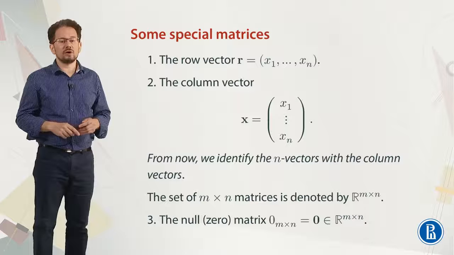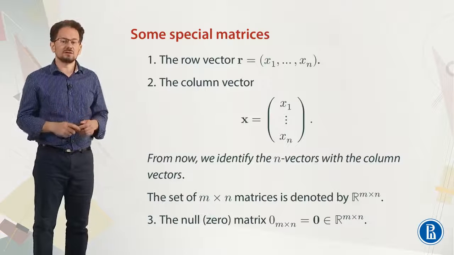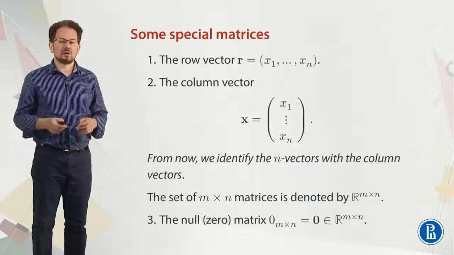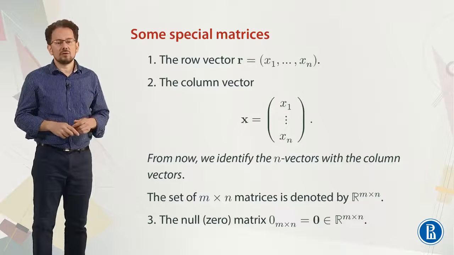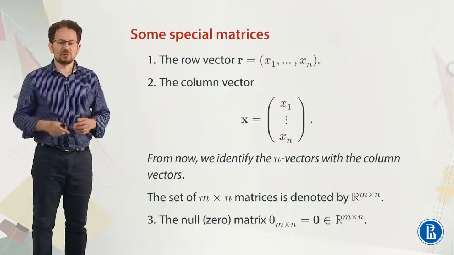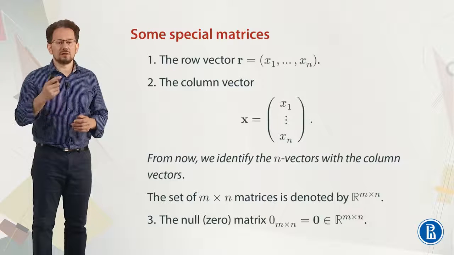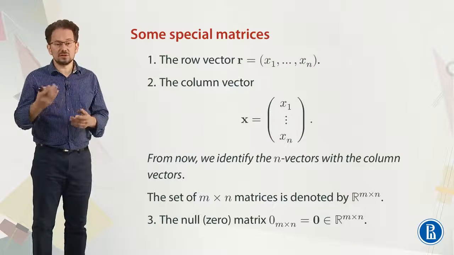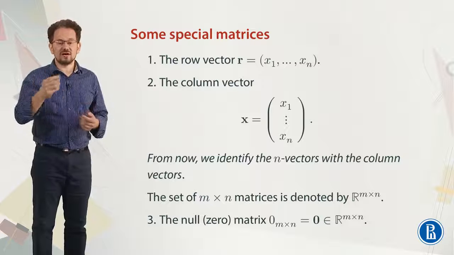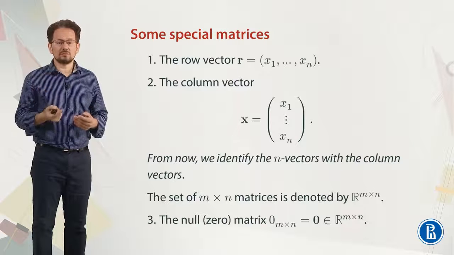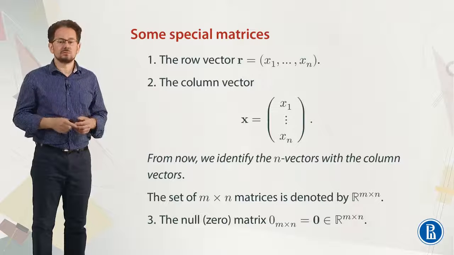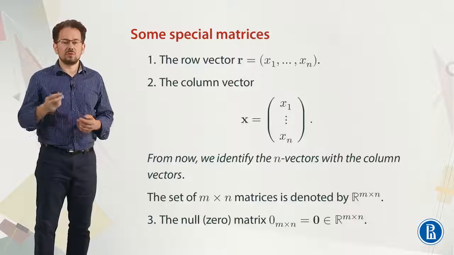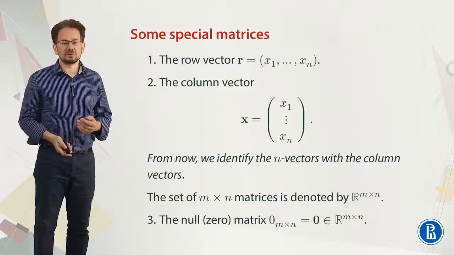Analogously, the set of all m by n matrices is denoted by R^(m by n), similar to R^n, the set of n-vectors. Matrices are two-dimensional. Another special matrix is the null or zero matrix, which consists of zeros. Each cell is equal to 0. For each size m by n, we have one null matrix, which is sometimes denoted by bold 0. A very special matrix is the null matrix.